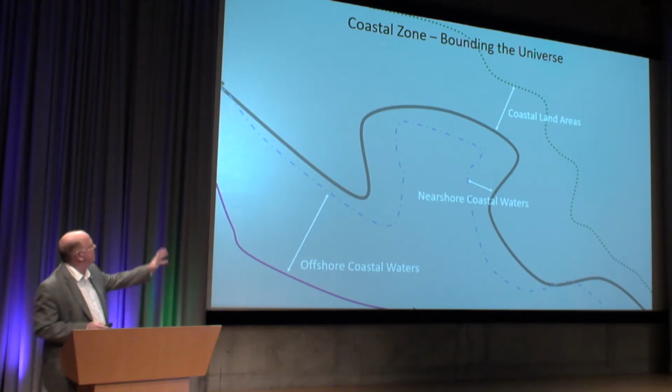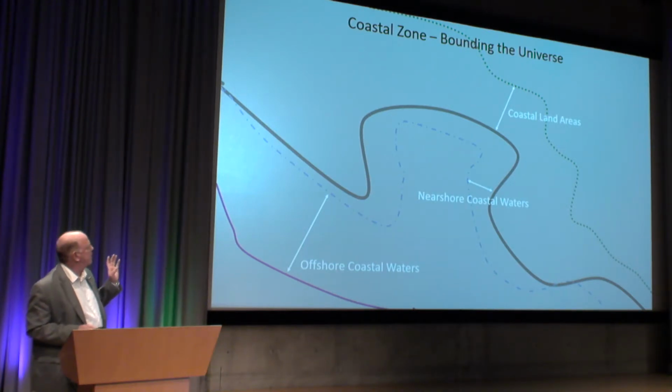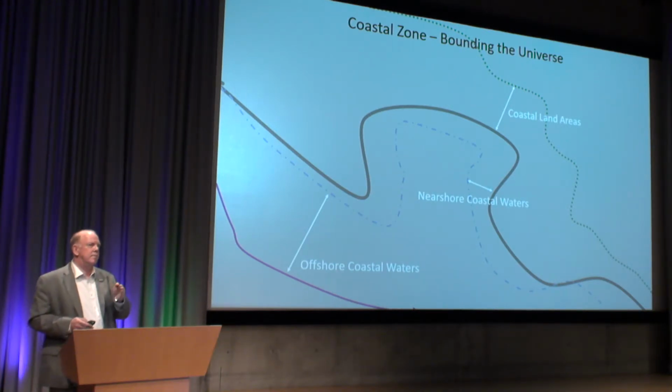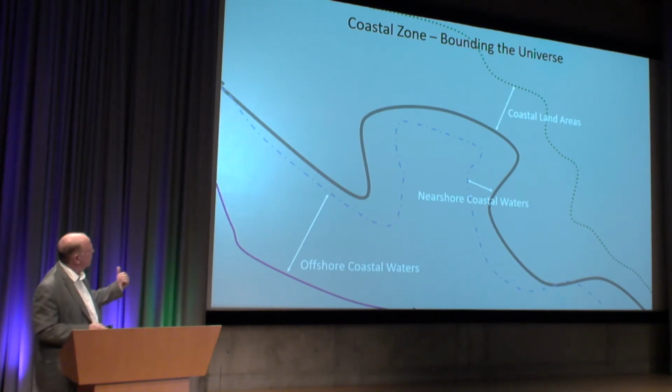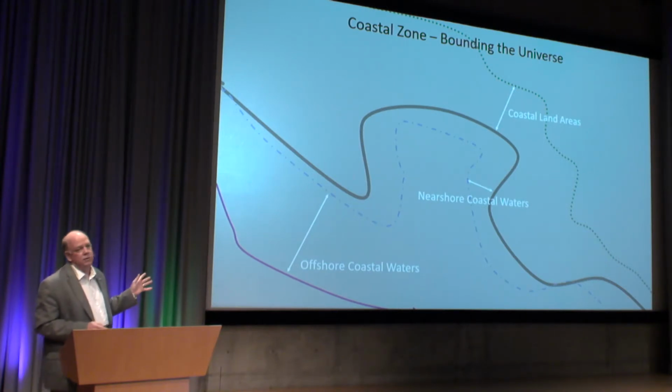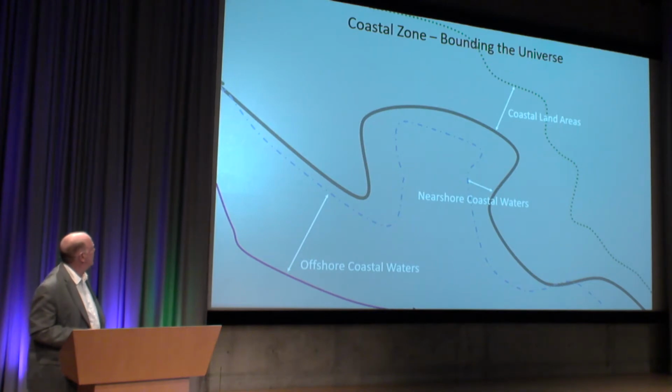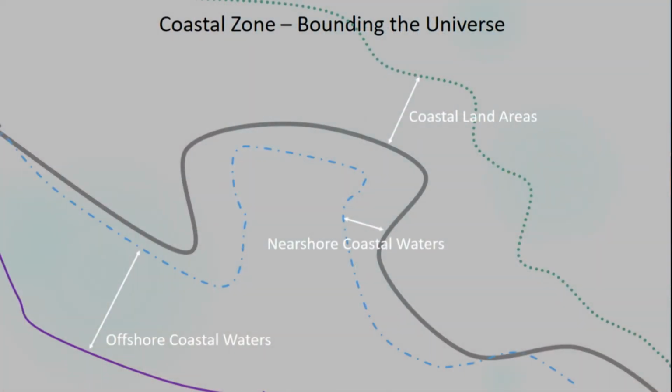So we have mapped out the coastal plains, and we will map ecological coastal units in those coastal land areas. And then on the water side, we're separating out the very shallow, the nearshore or neritic coastal waters, and we're going to map out to the shelf edge, and that area between the nearshore and the shelf edge we're going to call the offshore coastal waters. So those are the 3 subzones.